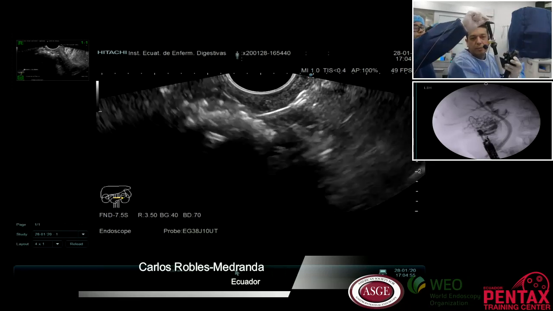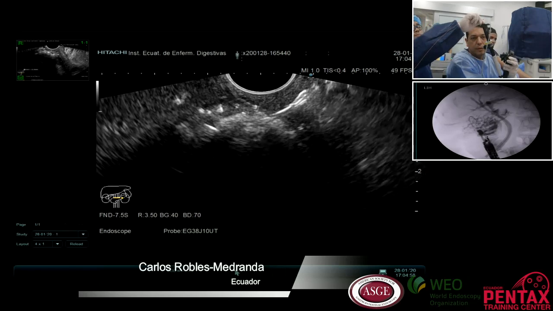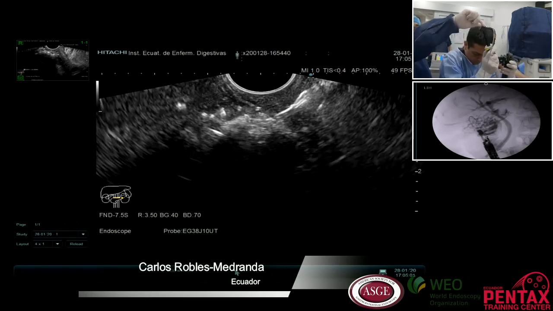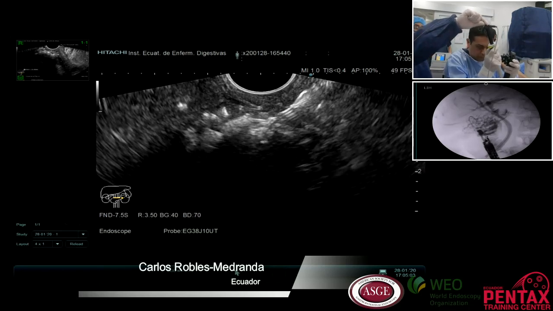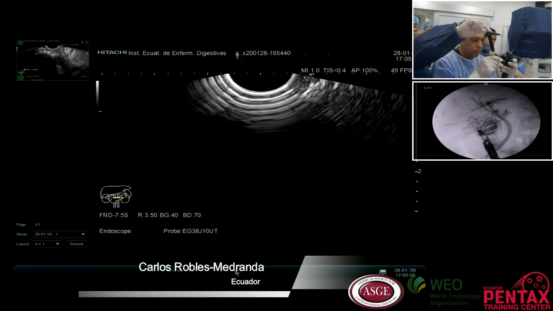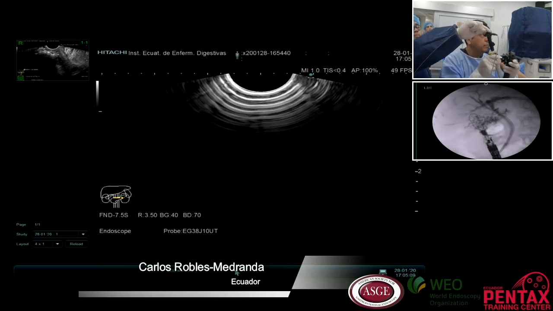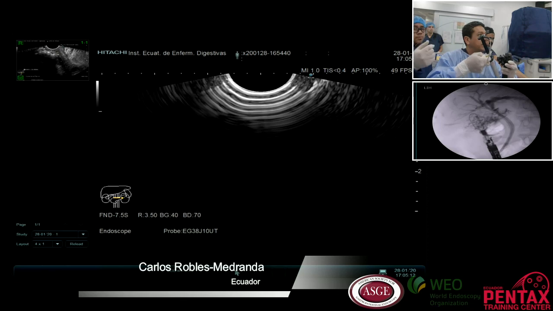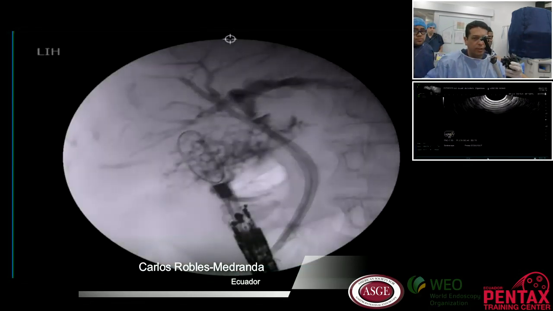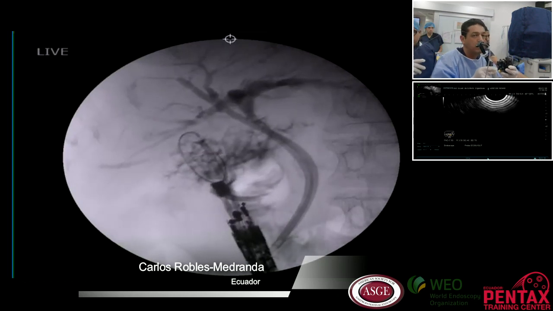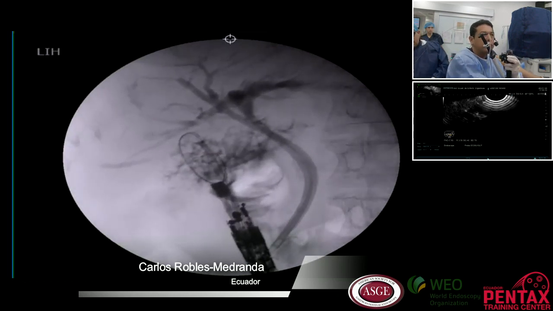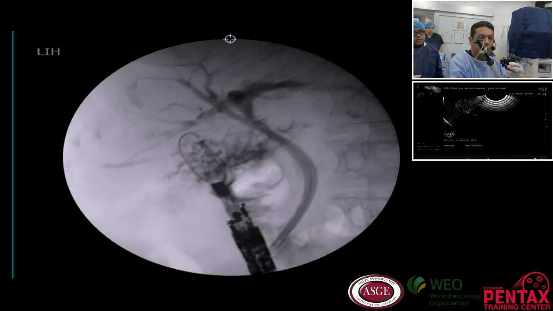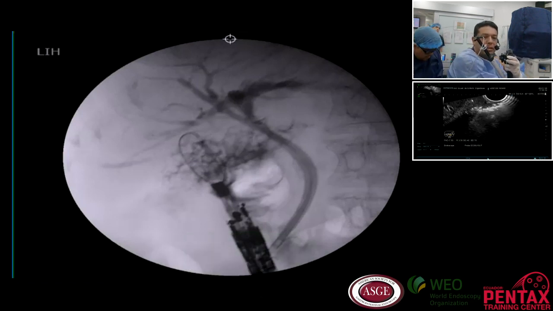Okay, necesito que alguien me ayude a tener aquí, ¿no? So perfect. I am inside. I can see in the fluoroscopy because by US I cannot see nothing now. Now I will open now. You see? My stent is open.